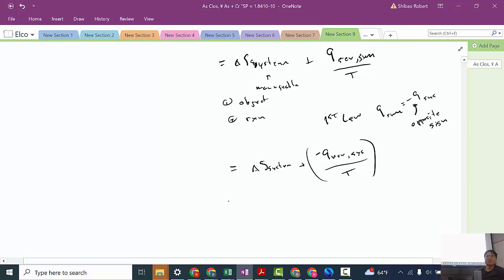The next thing is this. The problem with Q is it's what we call a path-dependent function. What's the problem with a path-dependent function versus a state function? Somebody remind me that. That's Chem 1A.